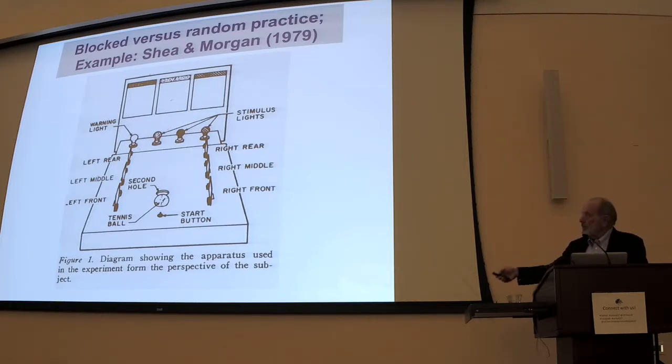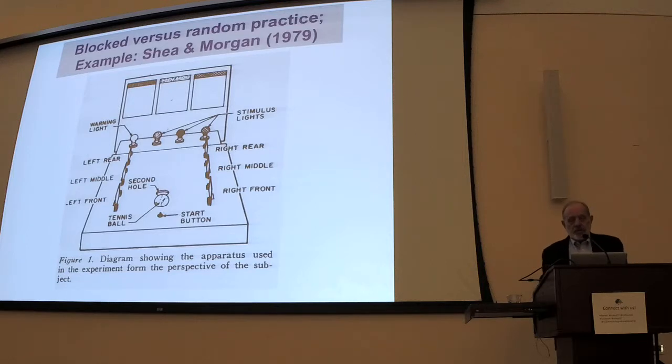Each movement pattern, you had to release the start button, grab the tennis ball, knock over 3 of these hinge barriers in some order, like left front, right middle, left middle, and put it in the second hole as fast as you could. So you learned 3 of those movement patterns, and in one case, you got 18 trials on one of those before you got 18 trials on the other pattern before you got 18 on the third.